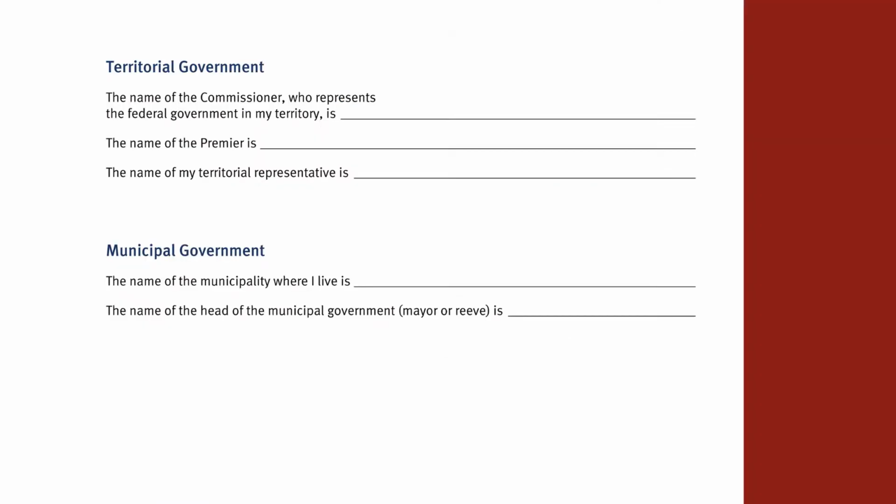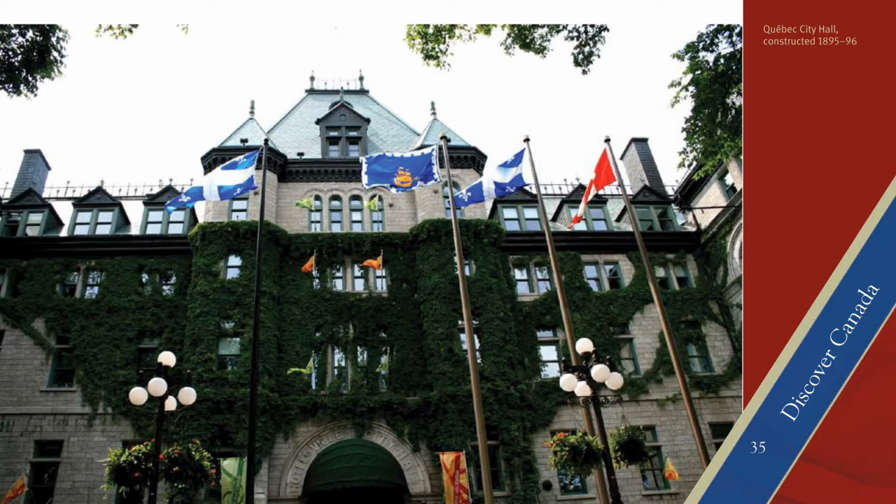At the territorial government level, what is the name of the commissioner who represents the federal government in your territory? What is the name of the Premier? What is the name of your territorial representative? At the municipal government level, what is the name of the municipality where you live? Who is the head of the municipal government, mayor or reeve? Caption: Image of the Quebec City Hall, constructed in 1895 to 1896.